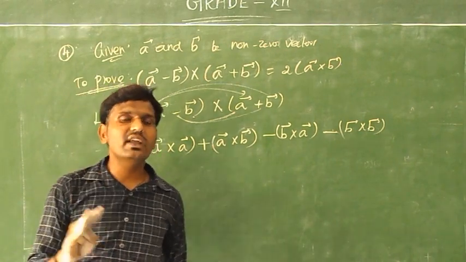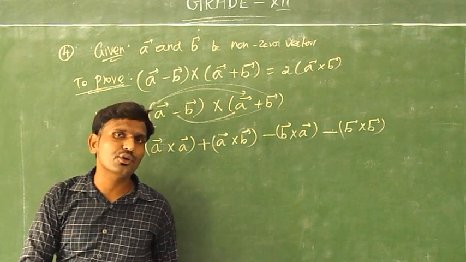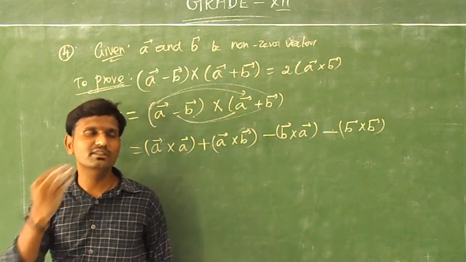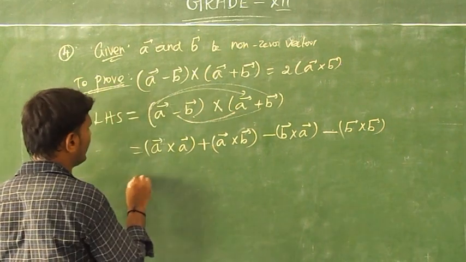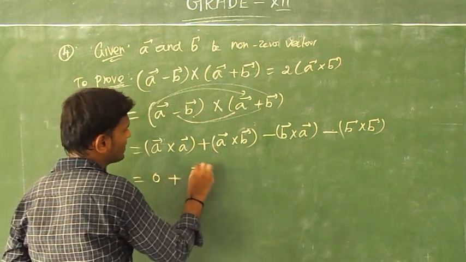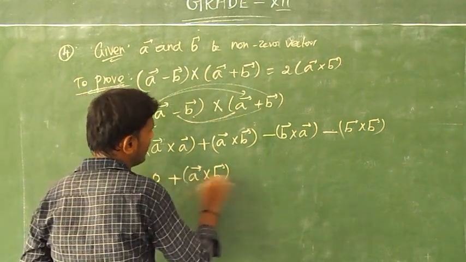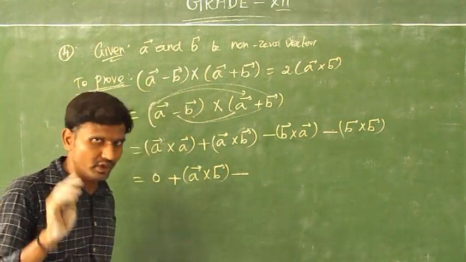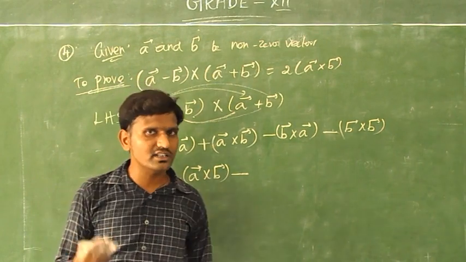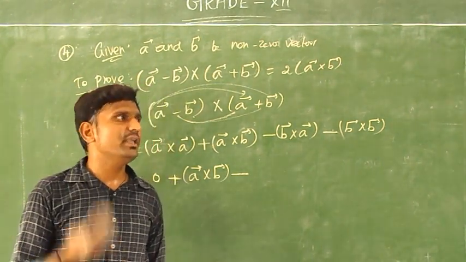What did we say for i vector cross i vector? It is 0. Similarly, a vector cross a vector gives what? 0. Okay. And next, a vector cross b vector: do we have a cross b and b cross a equal or not equal? a cross b is not equal to b cross a.